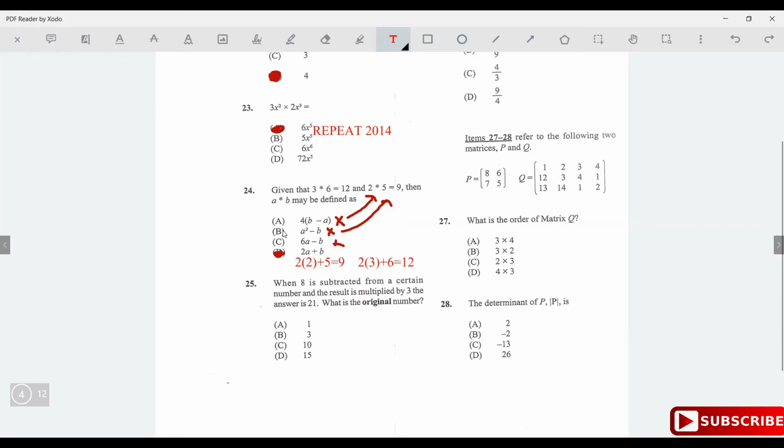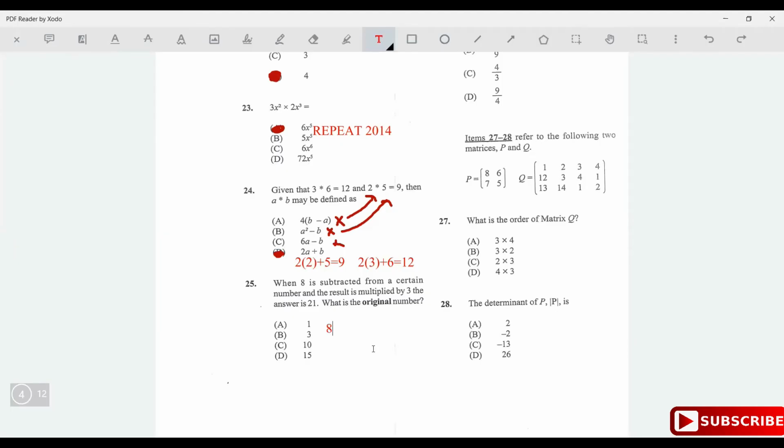This is another repeat question from 2016. When 8 is subtracted from a certain number, the result is multiplied by 3. What is the original number? I don't remember the answer, but we can work it out again. So 8 is subtracted from some number x, and the result is multiplied by 3, and then the answer is 21. All right, so what is x?